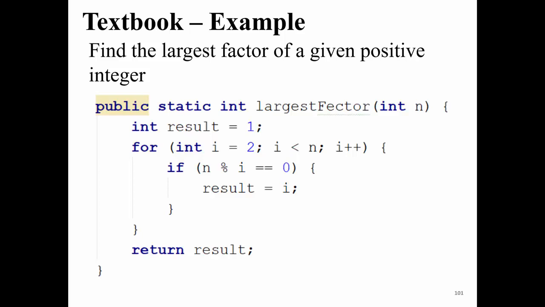So we keep checking if the remainder of dividing n by I is equal to 0, and then we set the result to I. If n is equal to 7, the result will be equal to what? 1. Okay? If n is equal to 12, what is the result? Yeah, good.